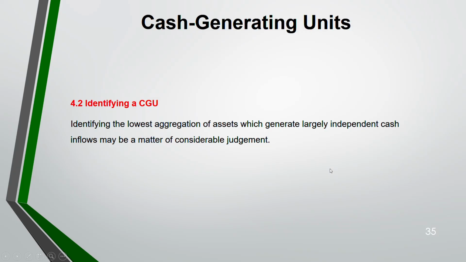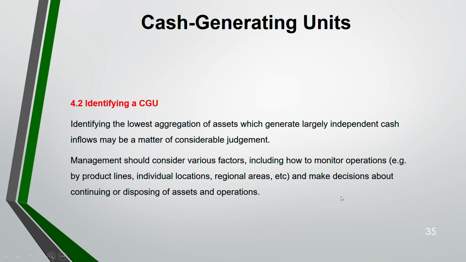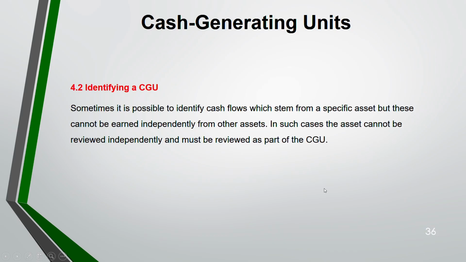So identifying the lowest aggregation of assets which generates largely independent cash inflows requires a judgment. Management have to consider various factors. For example, they have to go by the product line, individual location, regional areas to make the decisions about continuing or disposing of assets.